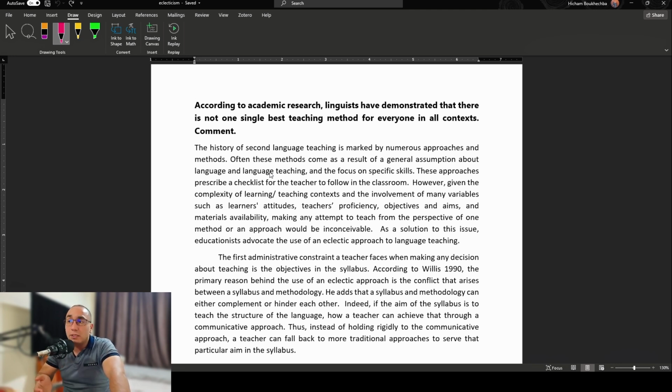But what's the difference? Now, the focus on specific skills, this I added because I really wanted to talk about skills. So these approaches, what's the problem with them, prescribe a checklist for the teacher to follow in the classroom. And this is true because if you are going to revise the methods and approaches, each method is going to dictate what the teacher has to do. So the teacher is going to choose how to teach according to the method and approach she is going to adopt. So, however, this is the problem here.